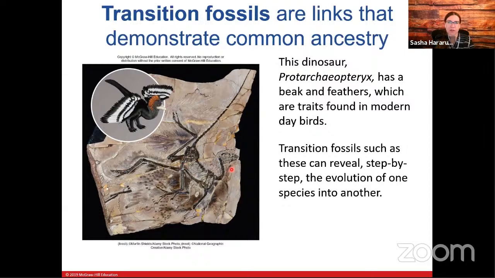And this fossil has a beak. It had feathers, which you can kind of see the fossilized feathers here around the wings, and the fossilized feathers around the, what do you call it, legs, bird legs. And these are also traits of the modern birds. So this Protarchaeopteryx fossil is considered a transition species, a transition fossil between the dinosaurs and the birds. So it provides a clue that birds evolved from the dinosaurs.